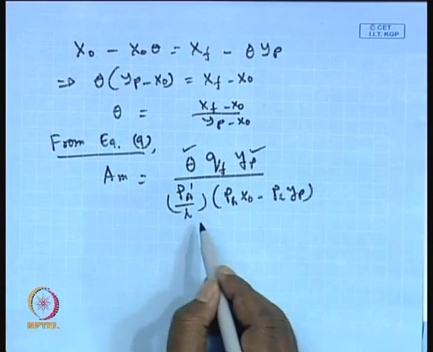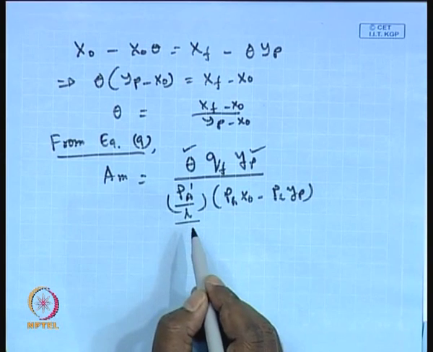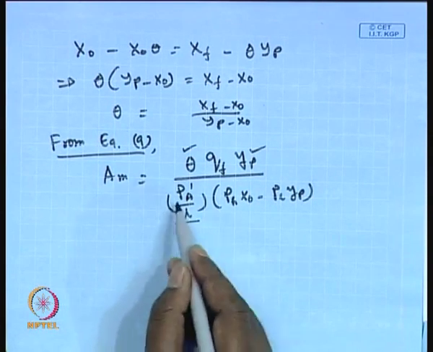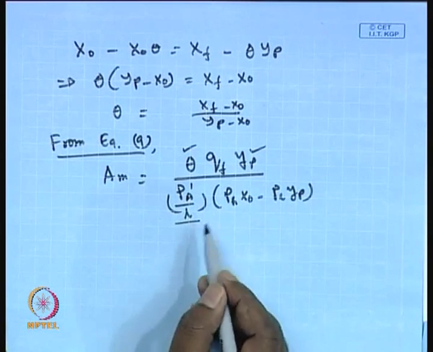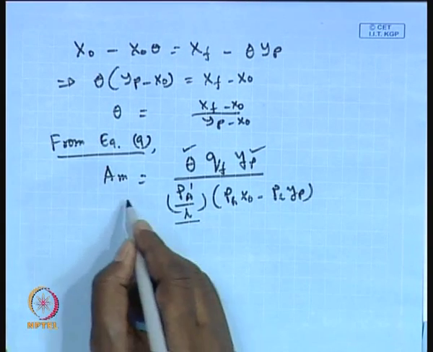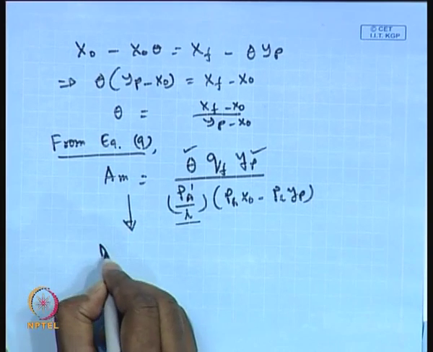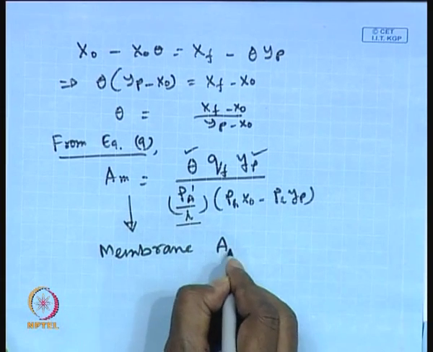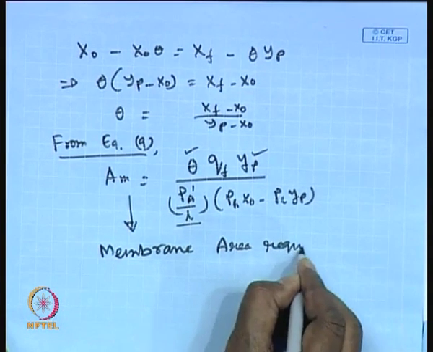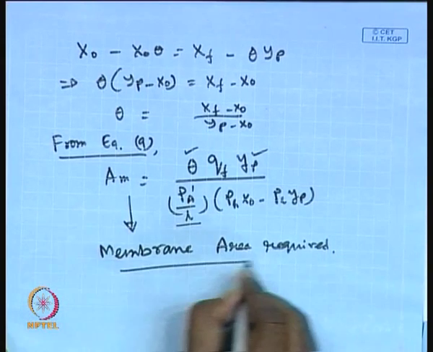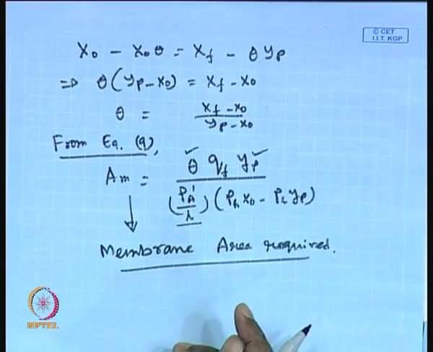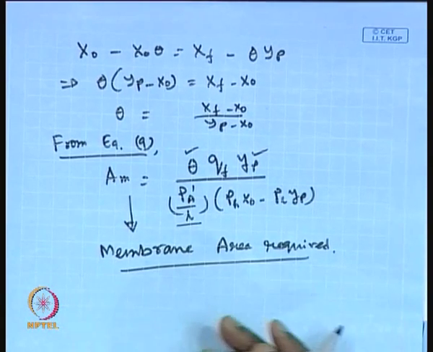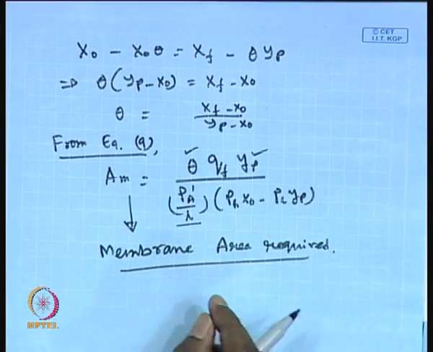So, you know the denominator on the right hand side, and you know the first term in the denominator, P A prime by L, that is also given to you. Because membrane thickness is known and the permeability value of A through the membrane will be known, you can estimate the value of Am, the membrane area required for this particular problem. Now, you can design the appropriate configuration to supply that much membrane area, so that the whole system can be designed appropriately. Okay.